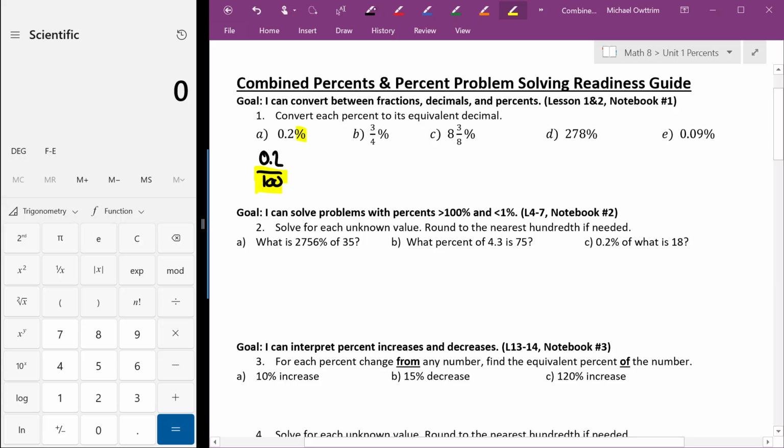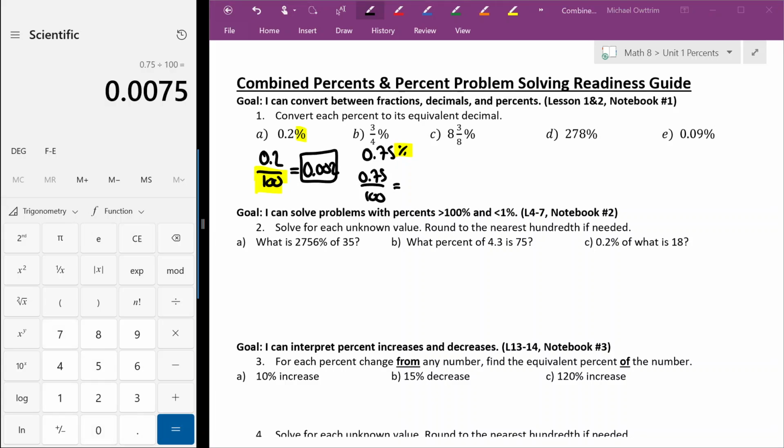So 0.2% is 0.2 out of 100. And that really is just 0.2 divided by 100, which gives us 0.002 as our decimal. Now 3/4%, 3/4 is the decimal 0.75, and we still have that percent sign. Just like before, we can write that percent sign as out of 100 and use our calculators to divide there, and we'll get 0.0075. Of course, you should also know that dividing by 100 just moves your dot 2 times to the left, so that would be another way of getting that accurate decimal.